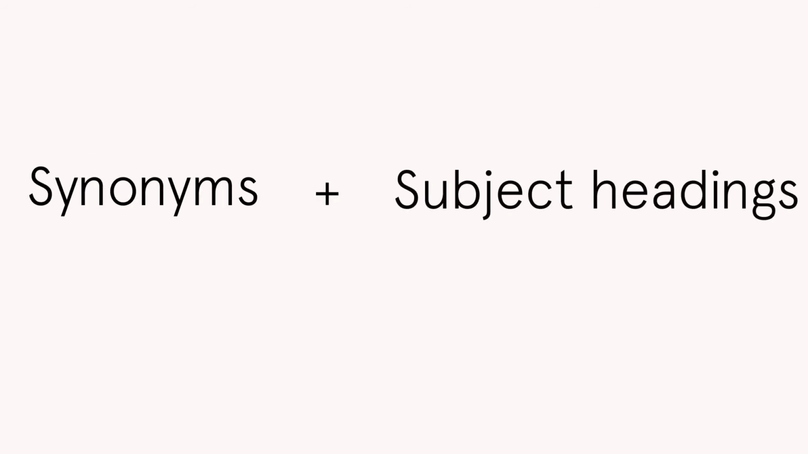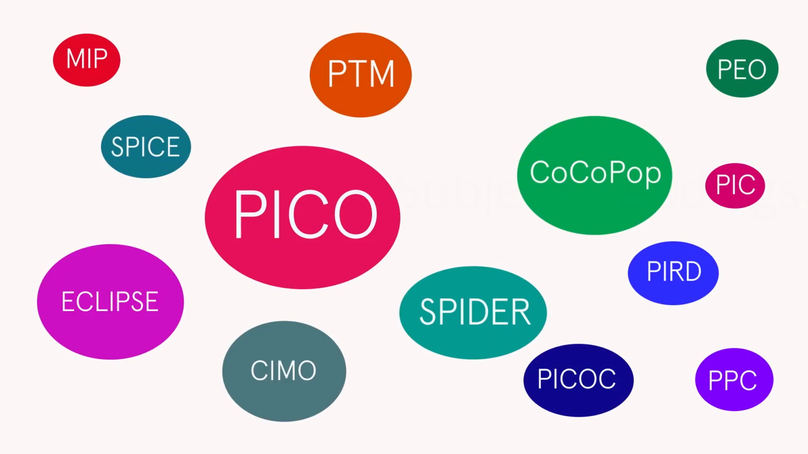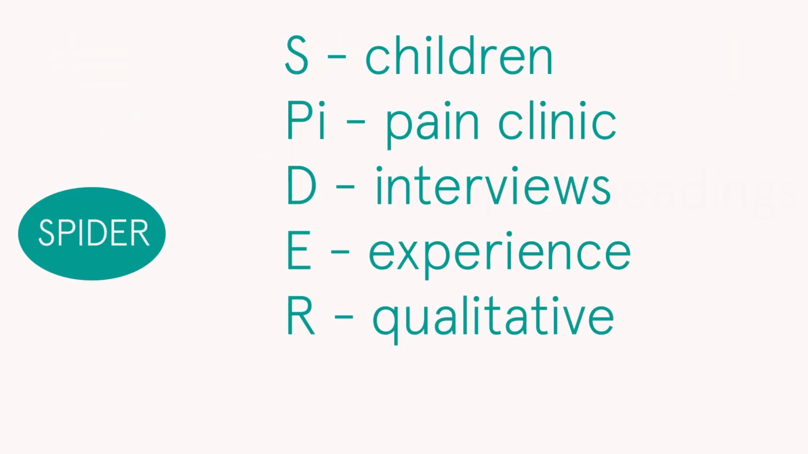After breaking down your question, use synonyms and subject headings to describe each concept in the mnemonic. Mnemonics are designed to provide structure to a search to make sure you include all your key concepts. If you need to adapt a mnemonic, try adding or removing concepts.